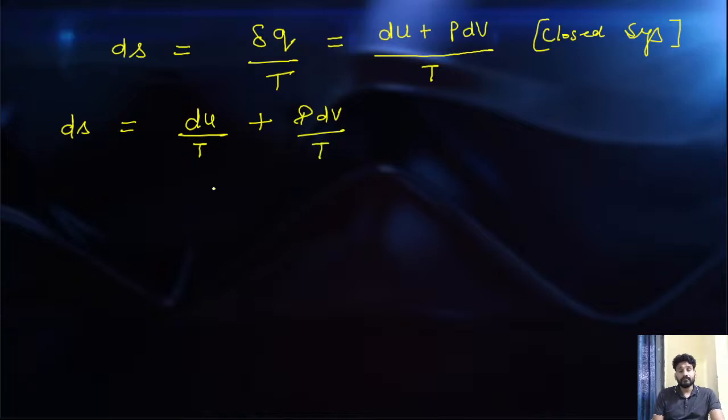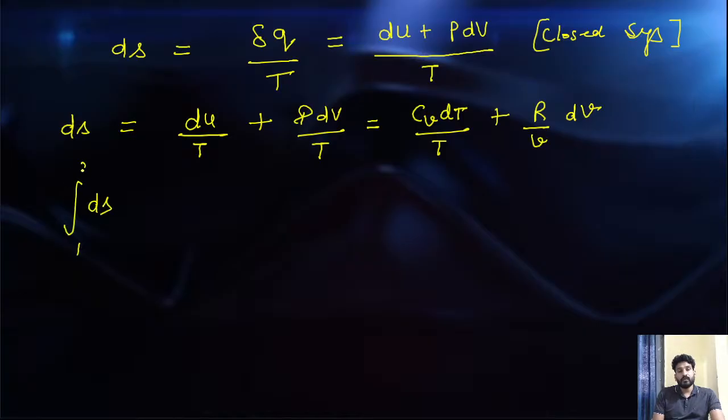Okay. Now further, if we solve, du can be written as cv dT divided by T, plus p by T. Sorry, what is p by T? pv is equal to RT, right? So p by T is R by v.